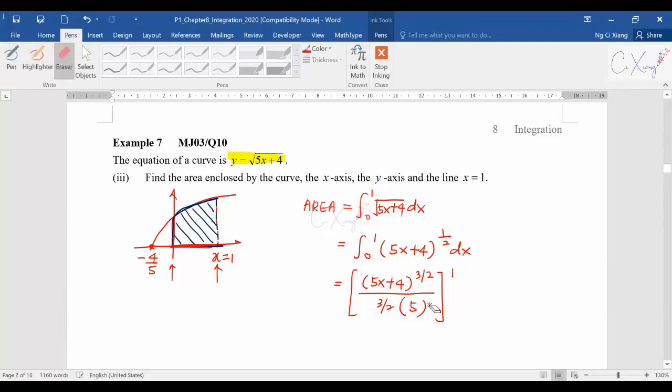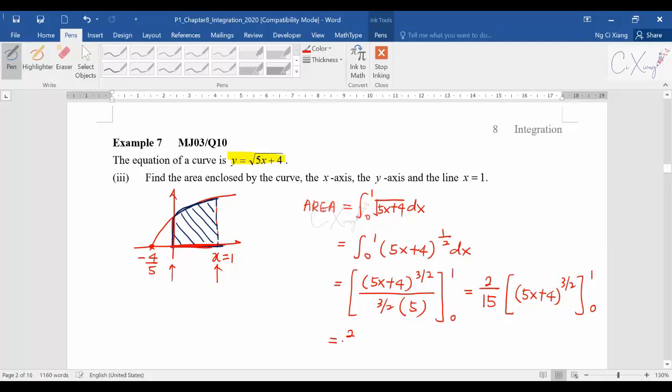Again, this fraction looks a bit complicated for me. So what I prefer to do is take out all the constants first. If I simplify, I'll have 2 over 15, and then the bracket (5x plus 4) power 3 over 2, and then the limits 1 and 0.